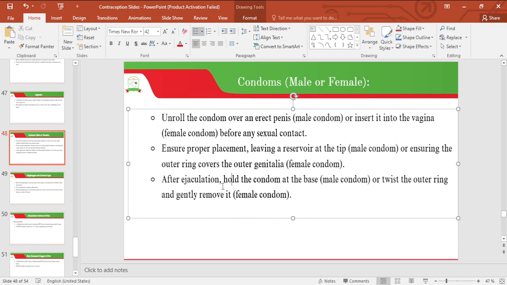Then after ejaculation, hold the condom at the base, that is, if it is a male condom, then you remove. Or twist the outer ring and gently remove it, that is, if it is a female condom.